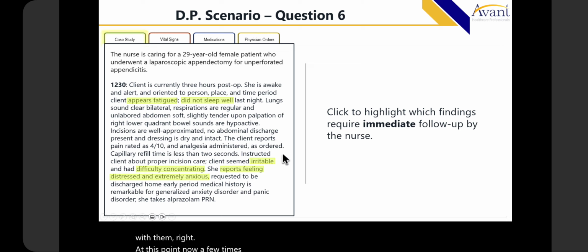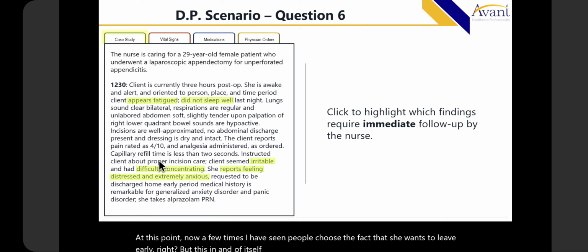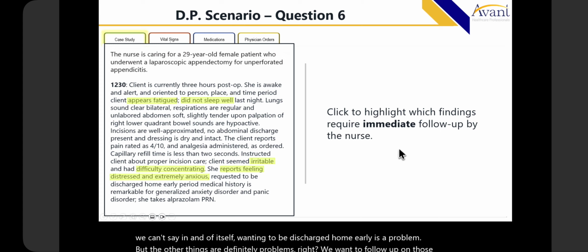Now, a few times I have seen people choose the fact that she wants to leave early, right? But this in and of itself is not a problem. She can want to leave early for a lot of reasons. Maybe she has pets at home. Maybe she has a job she wants to get back to or whatever. She's just not wanting to be in the hospital for an extended length of time. So we can't say in and of itself wanting to be discharged home early is a problem, but the other things are definitely problems, right? We want to follow up on those. All right, question number 7.